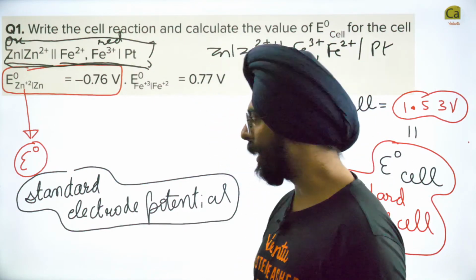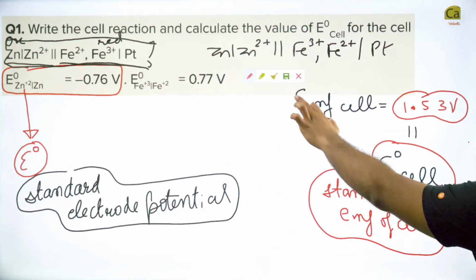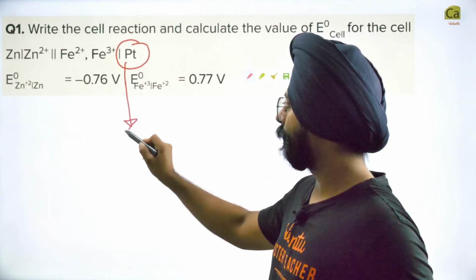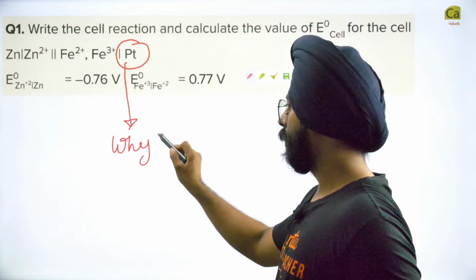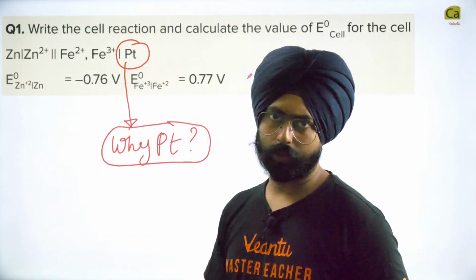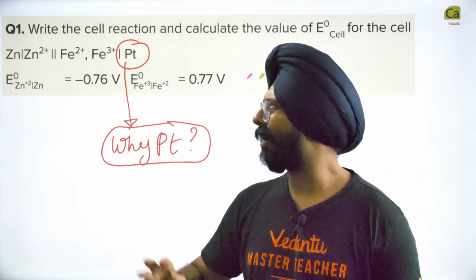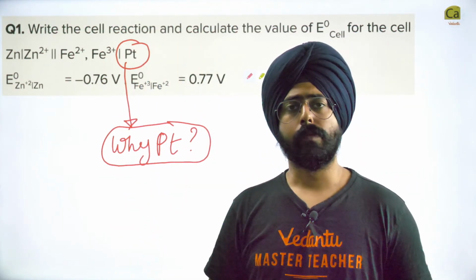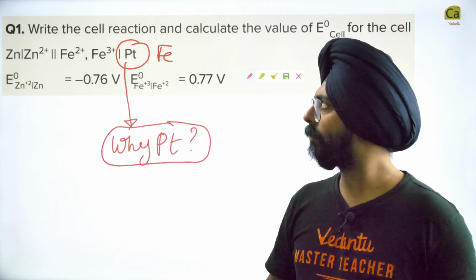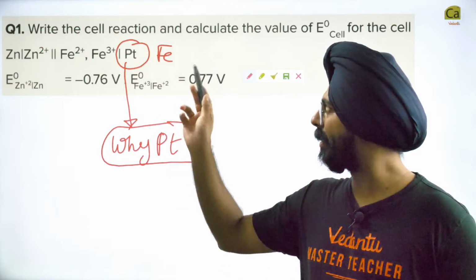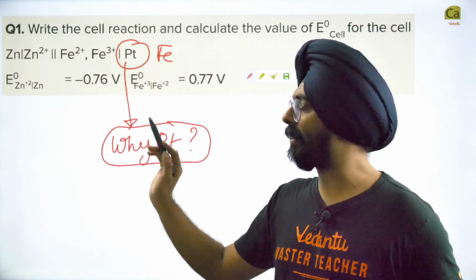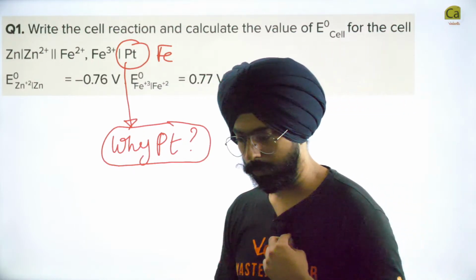Now one question I have for you. The last question from this particular page is, why am I using platinum? Why am I using platinum here? Why am I not using iron here? Why not Fe? If I want to do this reaction, why can't I use iron as the electrode? If I can't use iron, why am I using platinum over here? Think about it. What do you say?